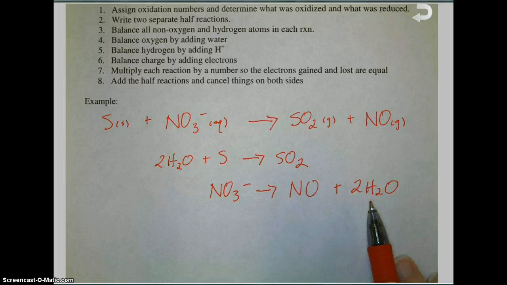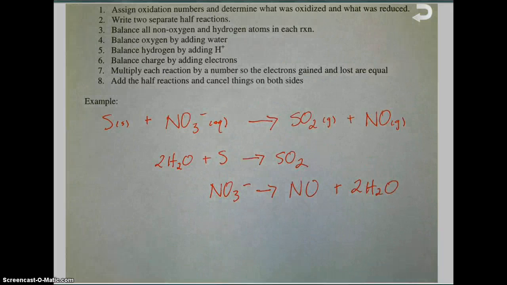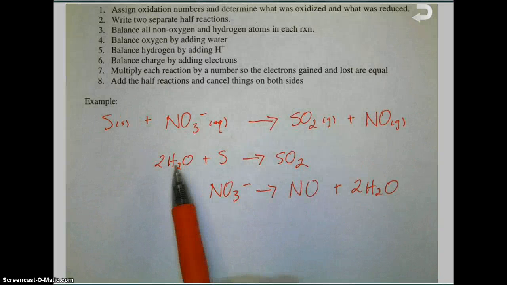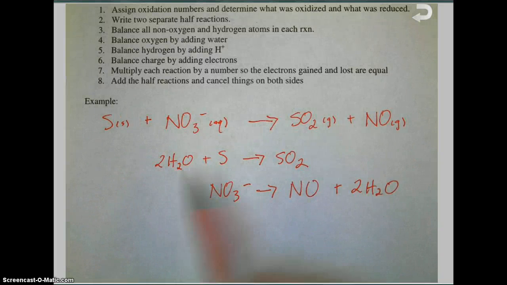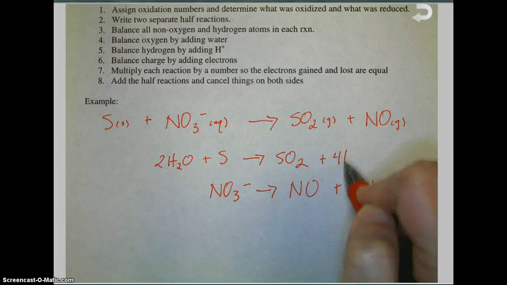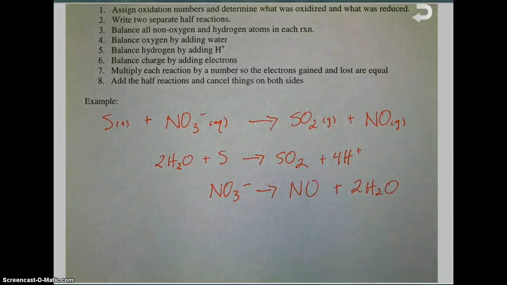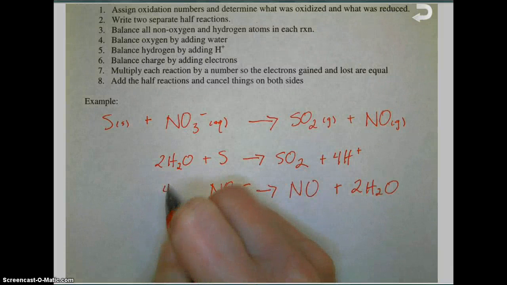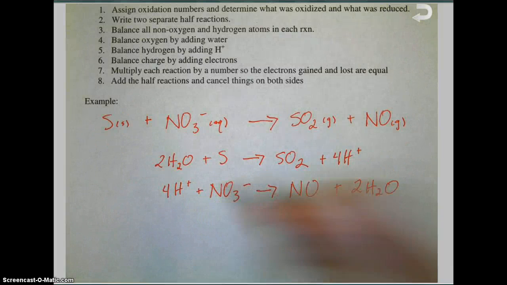So our next step is to balance hydrogens by adding H+. H+ ions are present in acidic solutions. That's what makes something acidic. So they are there as well because this is happening in an acidic solution. So for our first half reaction, we have 4 hydrogens. So we're going to add 4 hydrogen ions on the other side. Same thing for the second. We have 4 hydrogens. So we add 4 hydrogen ions on this side.